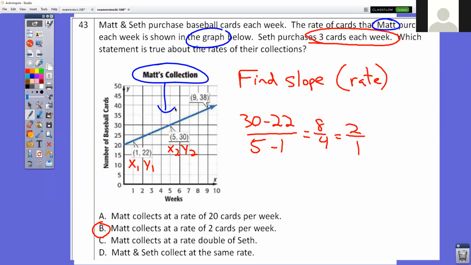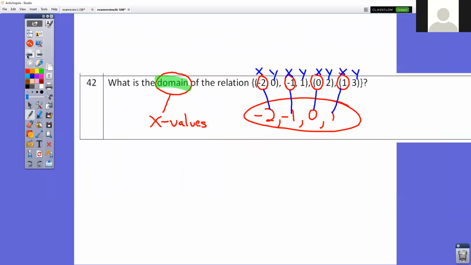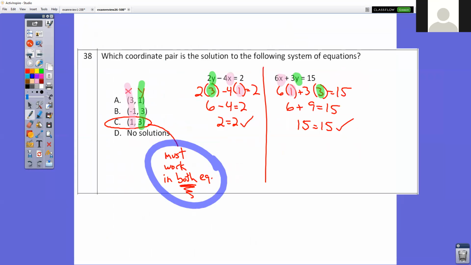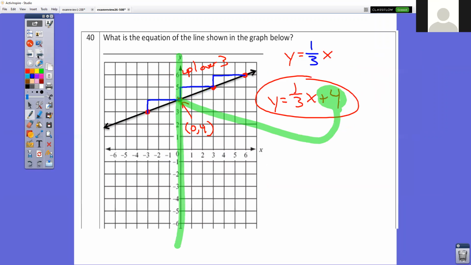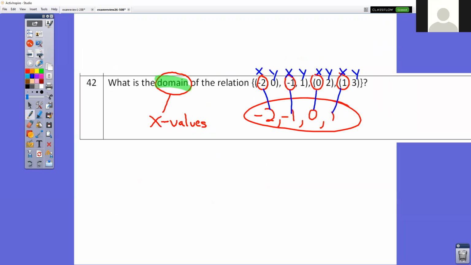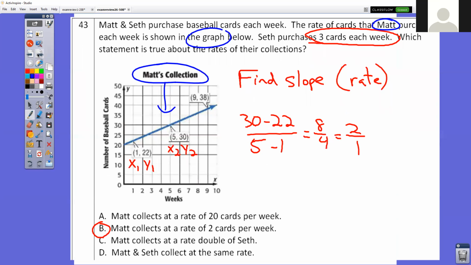Well, what you're going to have to do is use that slope formula. If you forget the slope formula, remember that you can go back to question number 36. The slope formula will be right there in question number 36. You just have to remember to go back to it. So when you go back to it, you see that it is y2 minus y1 over x2 minus x1.